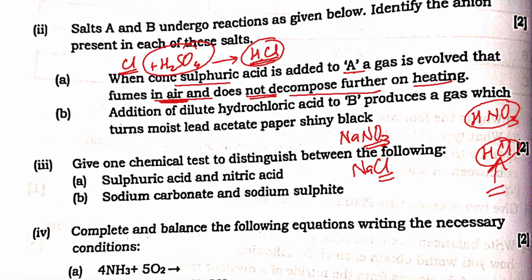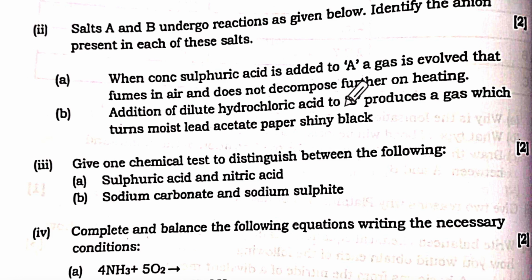Yes? Okay. Dilute hydrochloric acid to B produces gas which turns moist lead acetate paper black, means it is H2S gas. So B must be having sulfide, no? Because hydrochloric acid will provide that H and sulfide will be provided by this B. Okay, so you have to write sulfide and in bracket S2 minus.